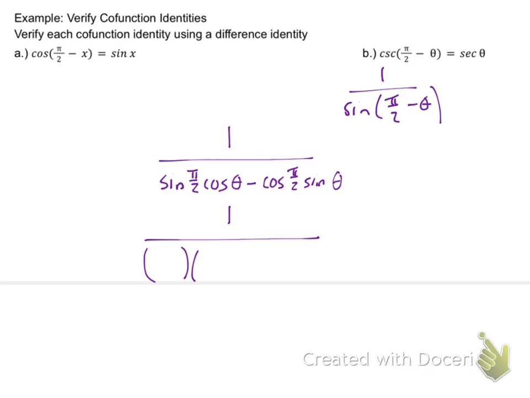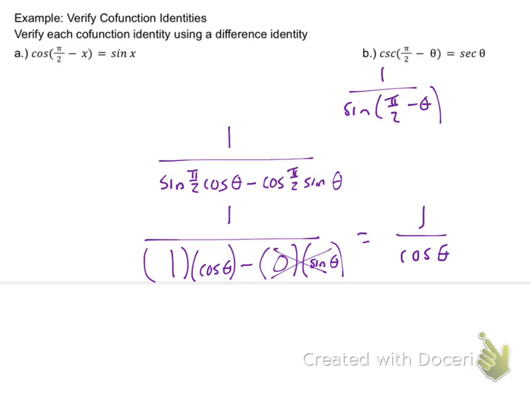But watch what happens. Each one of these I am now going to evaluate, if I can. What's sine of pi over 2? Go to your unit circle, 90 degrees, pi over 2. 1. What's cosine of theta? We don't know what it is, so it's just cosine theta. What's cosine of pi over 2? And sine of theta is just sine of theta. 0 times anything, 0, gone. 1 times anything is that thing. So I get 1 over cosine. And 1 over cosine is secant theta, check. You just proved it. Proved, verified.